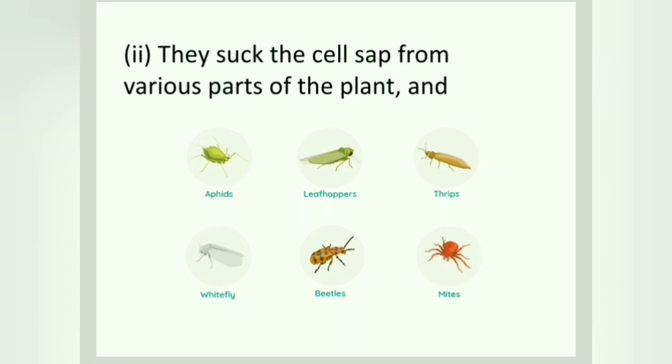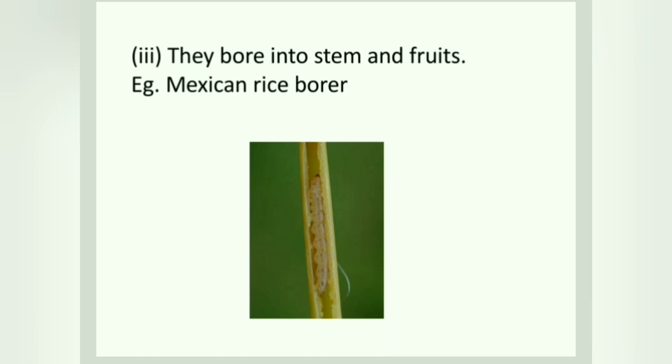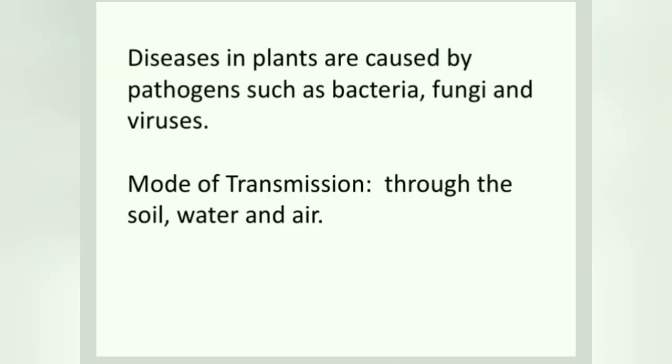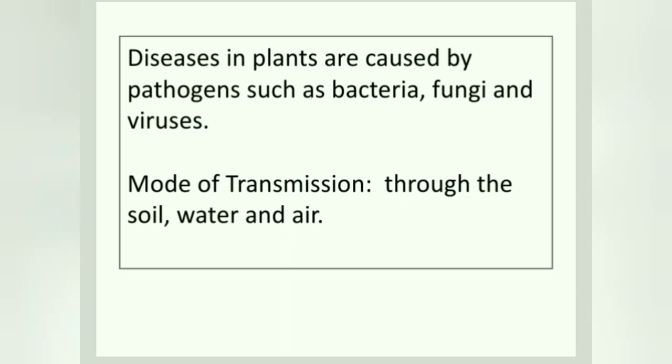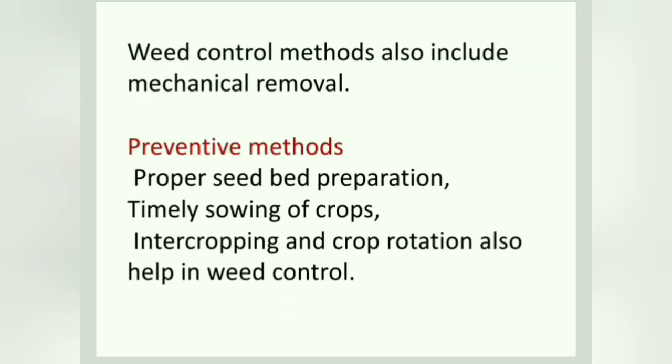The next variety is called borers. They bore into the stem and fruits. They will eat the inner content of the stem or fruits. A hollow fruit or a hollow stem will be left. So this is called borers. Next, diseases are caused by microorganisms called pathogens. So how are they transmitted? It is through soil, water and air.